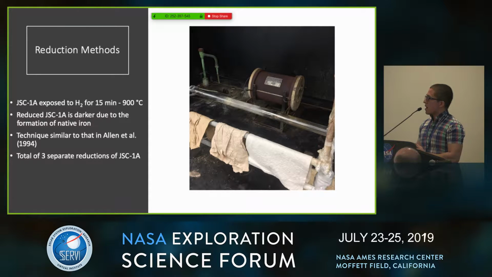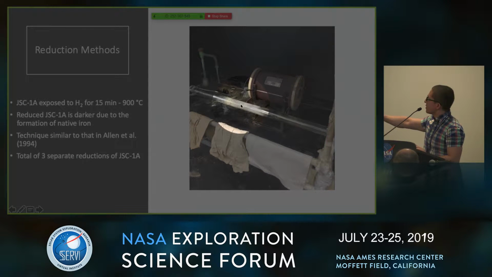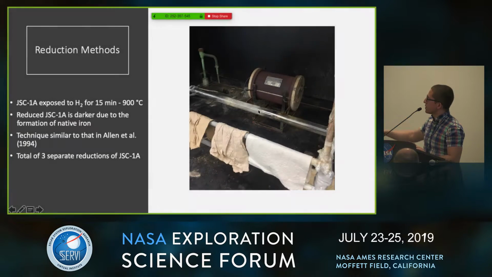And so what we do to try and make JSC1A a little bit better is we try and reduce it. So we're trying to add metallic iron to the surface of JSC1A. We take about 3 grams of it, we add it into a glass boat, and we place it around the middle of the silica tube.